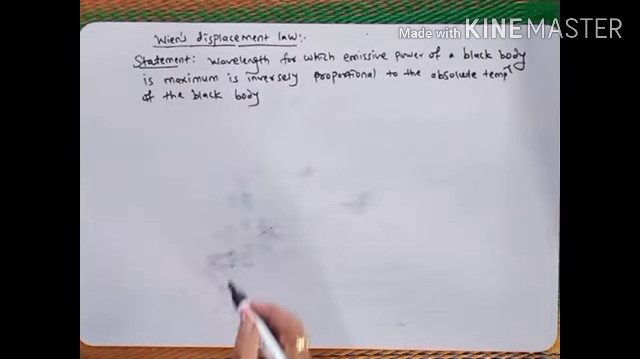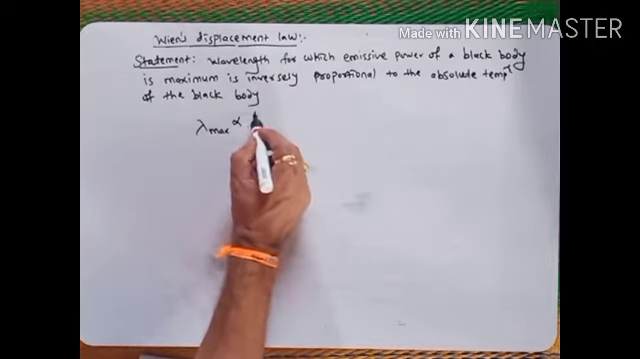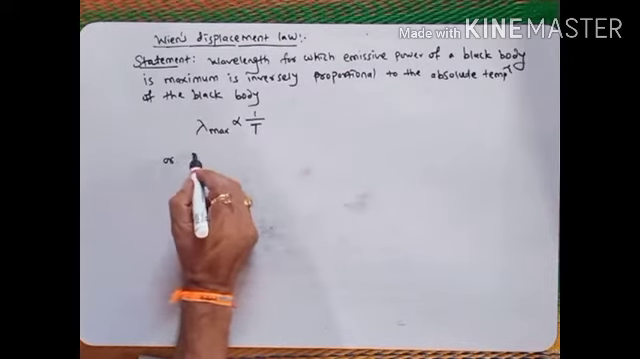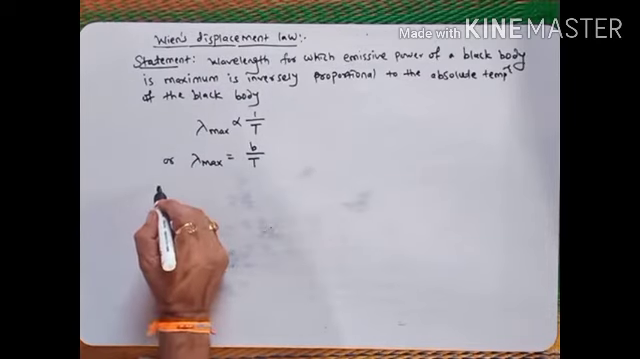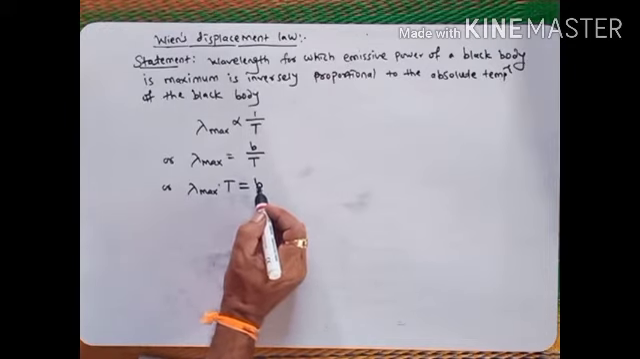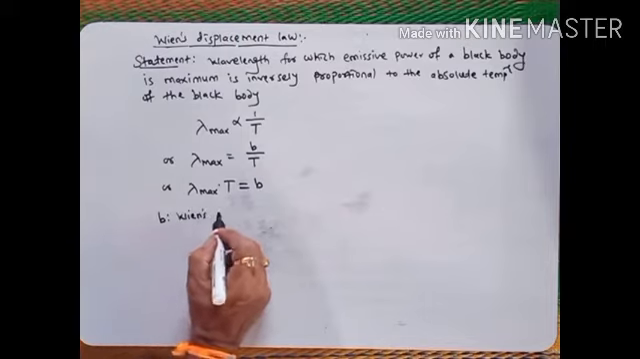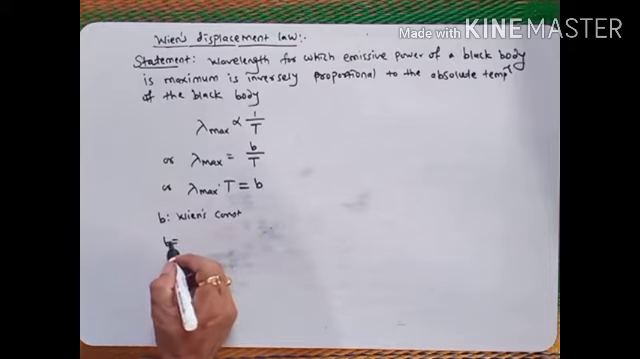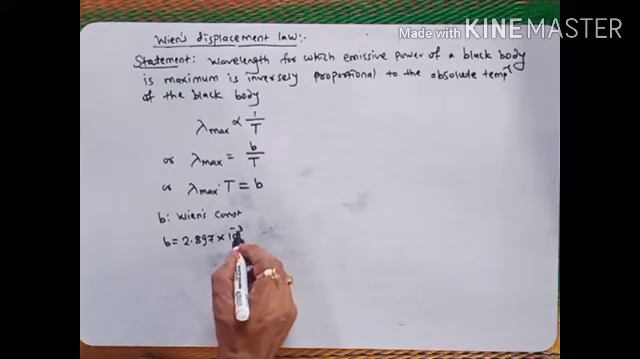This is the statement. The wavelength for which emissive power of a black body is maximum is inversely proportional to the absolute temperature of the black body. That means lambda max is proportional to 1 upon T, or lambda max is equal to B upon capital T, or lambda max into capital T is equal to B, where B is Wien's constant, and the value of B is equal to 2.897 into 10 raised to minus 3 mK.